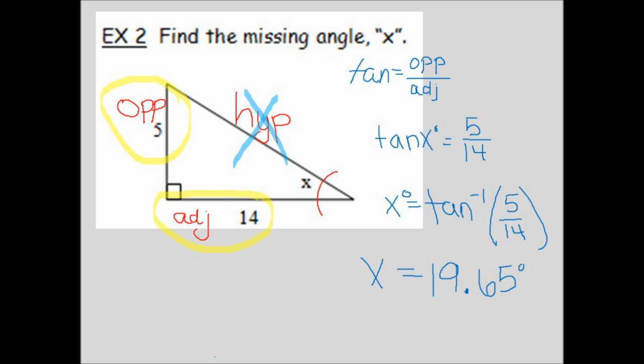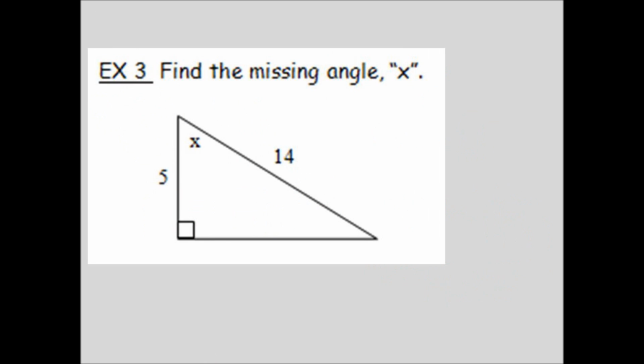Now that you've worked example 1 and example 2, we're going to look at example 3. Find the missing angle x. Mark the angle that we're looking for, and label each side. The hypotenuse has a value of 14, the opposite is across from the x, and the adjacent is the side that has a value of 5. Mark the sides we're working with. That would be the hypotenuse and the adjacent. I've circled both of those. And I x'd out the opposite because we're not using it.